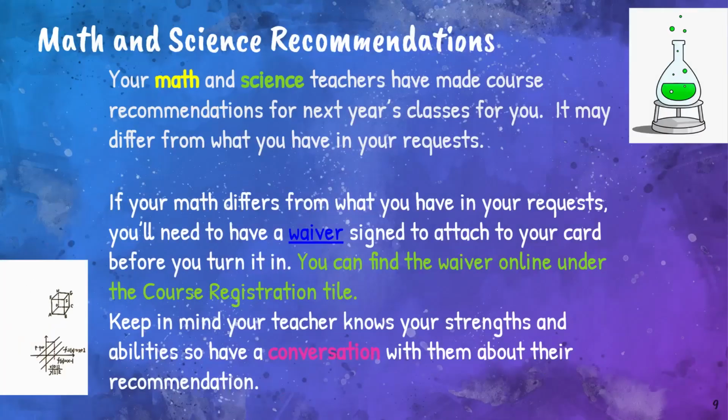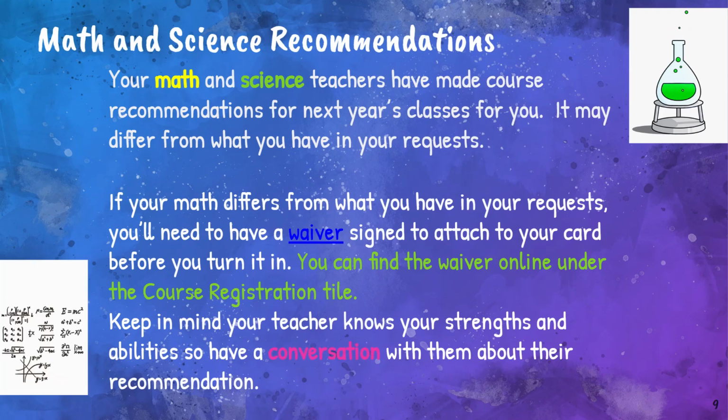All right, so those course recommendations. Again, math and science teachers will have made recommendations for you. If they differ from what you want to take for math, then you're going to go ahead and fill out that waiver, which is found on that course registration tile we talked about earlier. The biggest thing is that your teachers made these recommendations based on what they've seen in your skills during class this first semester and what strengths and abilities you had. If you don't agree or you want to know more about that recommendation, please go have a conversation with that teacher so that they can give you some more insight into what they're seeing and what you can do to be ready for the classes that you're going to take so that you can be successful next year as a junior.